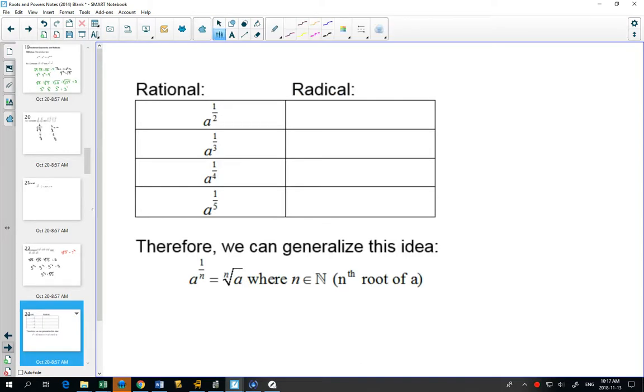The square root of a, or a to the 1/2, is the same as the square root of a. A to the 1/3 is the same as the cube root. A to the 1/4, same as the 4th root. A to the 1/5 is the same as the 5th root. And in general, a to the 1 over anything, 1 over n, would equal the nth root.